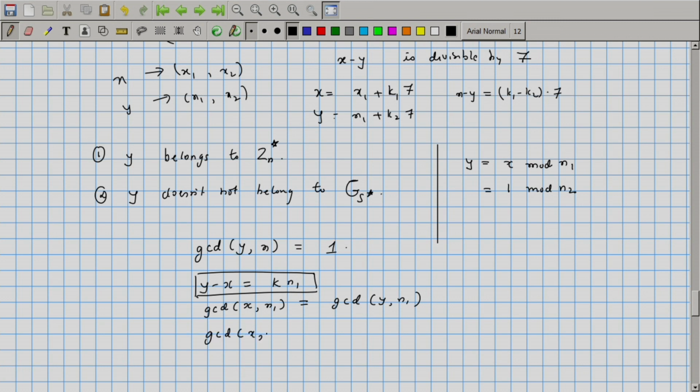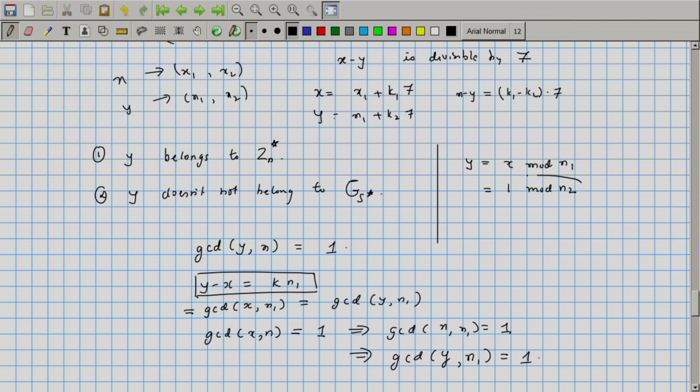Also, GCD(x, n) is equal to 1. So, x does not have any common factor with n, because x did belong to Zn star. In particular, x cannot have any common factor with n1. Since GCD(x, n) is equal to 1, this would imply that GCD(x, n1) is equal to 1. That would imply that GCD(y, n1) will be equal to 1.